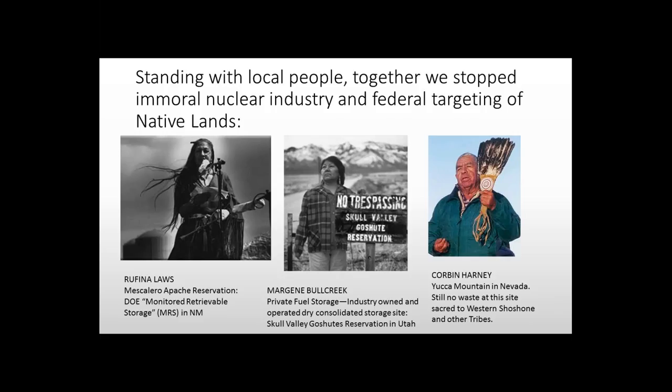Standing with local people together, we've stopped the immoral nuclear industry and federal targeting of native lands. Here are some of the heroes and heroines of fighting the high-level nuclear waste threats: Rufina Laws at Mescalero, Margene Bull Creek at Skull Valley, Corbin Harney at Yucca Mountain. Grace Thorpe from Oklahoma worked to help tribes fend off the threat of nuclear waste.